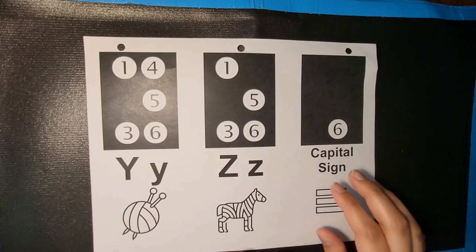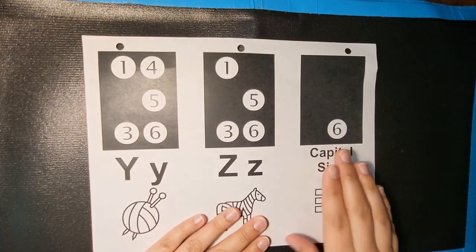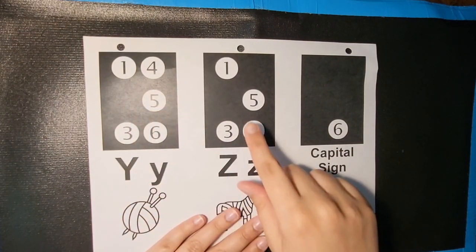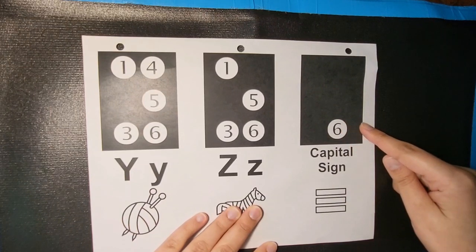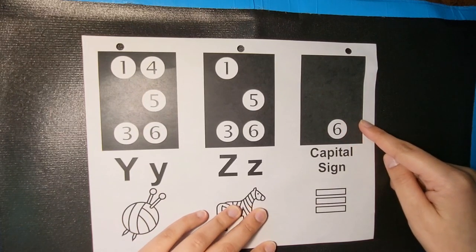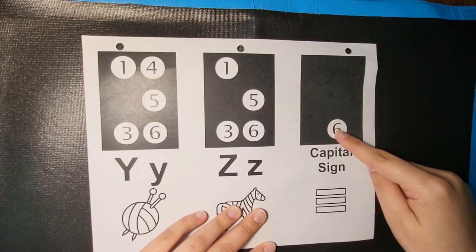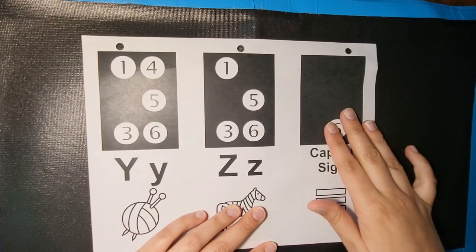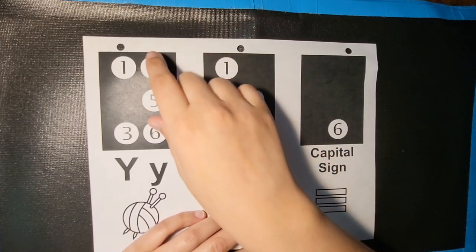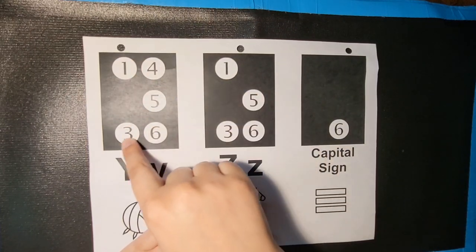Our last page. So we have Y, Z, and here is that special symbol I was telling you about at the very beginning. This is how we capitalize in Braille. I'll tell you about that when we get there. So here is the letter Y.